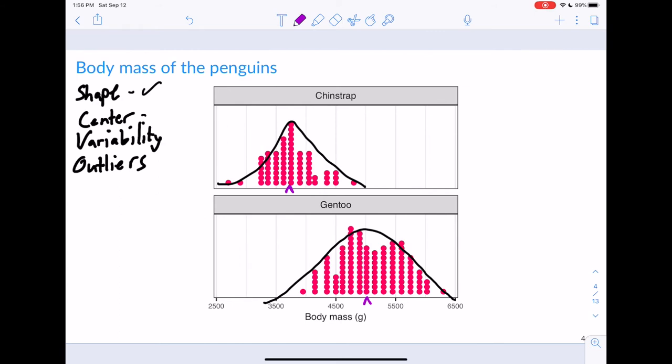So what we could say is that the mean of the Gentoo distribution of body mass is higher than the mean of chinstrap. I think that's a pretty safe statement to make, to say that the body mass for the Gentoo penguins is on average greater than that of the chinstrap. We see that there's some overlap between these two distributions, right? There are some larger chinstrap penguins that are as big as maybe the smaller Gentoo penguins. But we see that a lot of the Gentoo penguins are larger than the chinstrap ones.